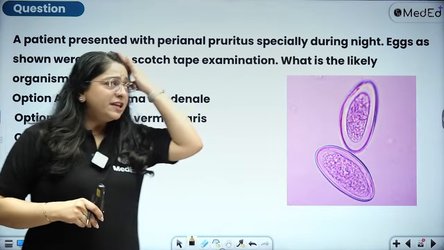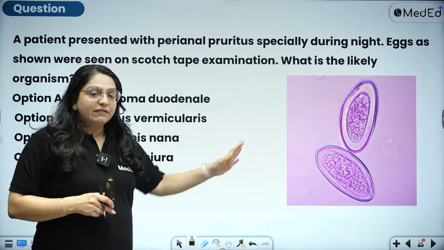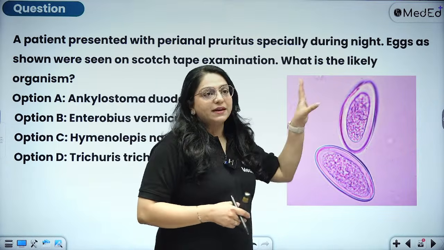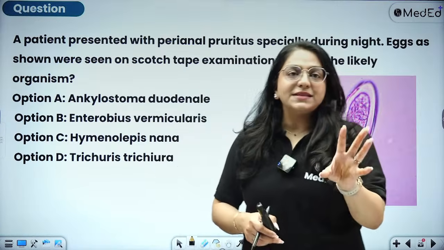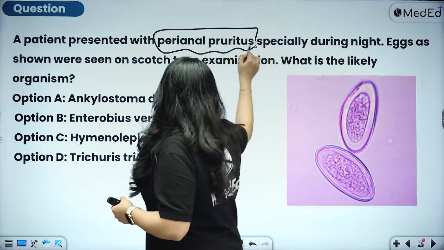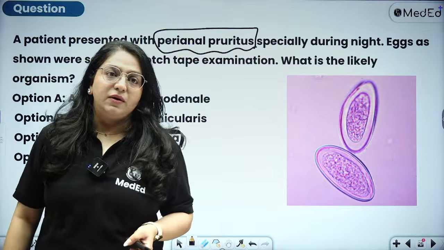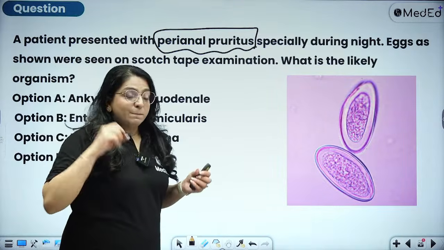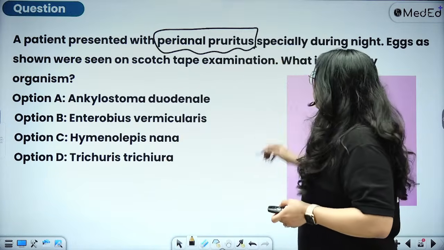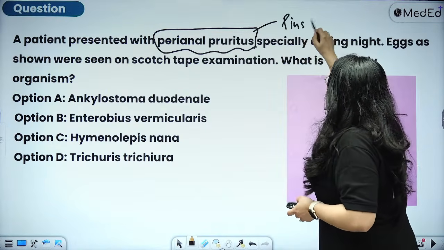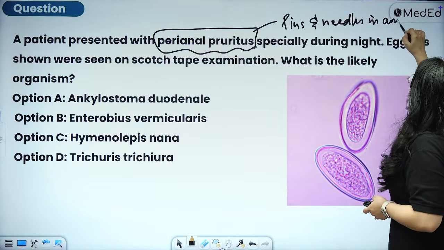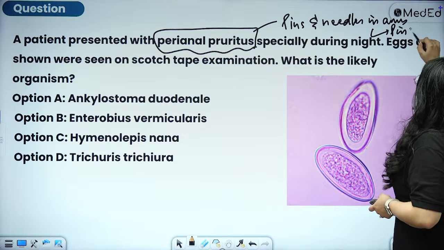Now, this is the most boring question ever. I think this has been repeated in 2025. I don't know which examiners were setting the exam paper. They were just completely obsessed with this parasite. Each and every exam this has been asked. A patient presented with perianal pruritus. The moment they write perianal pruritus, you know what they are talking about. Pins and needles in the perianal region. So, pins and needles, pinworm, right? Pins and needles in the anus is what? Pinworm.